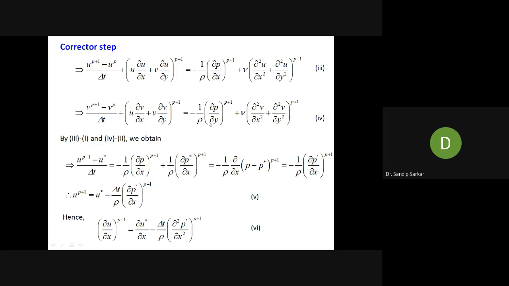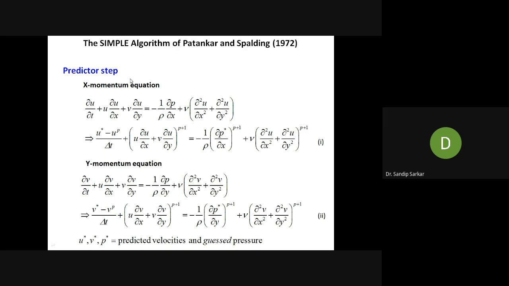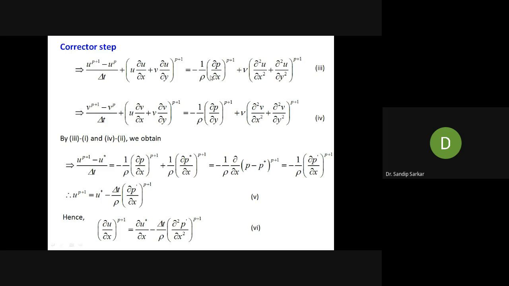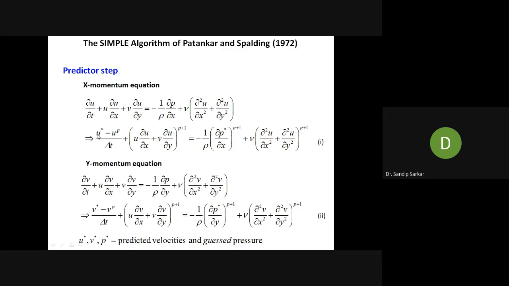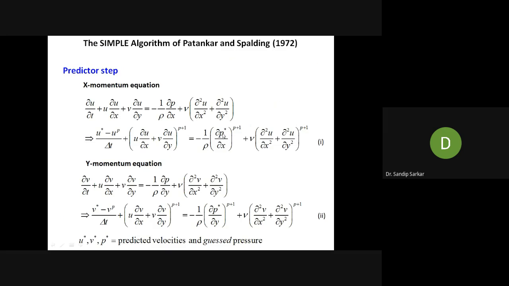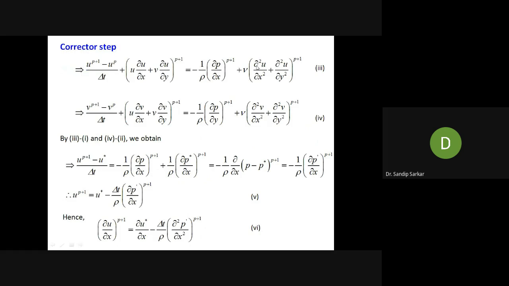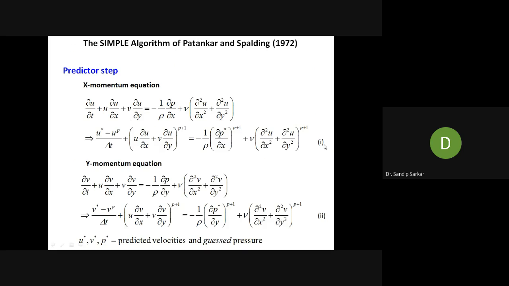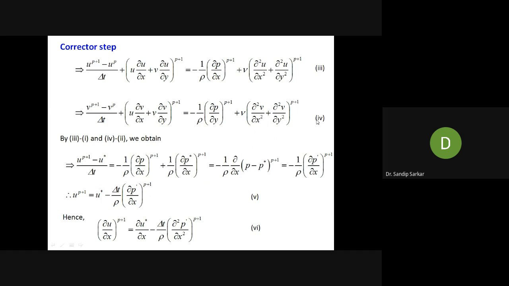Yes, sir. These are the ideal equations. This is your gas equation, but ideally it should be like this. Understood? Ideally, it should not be U star, it should be U. Ideally, it should not be P star, it should be P. That's why I'm writing equation number 1 as equation number 3, and equation number 2 as equation number 4. Now it is clear?